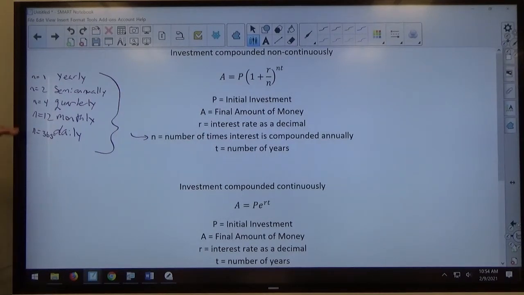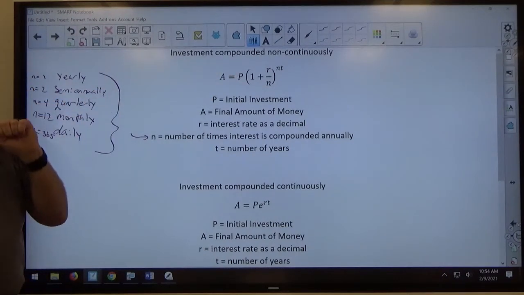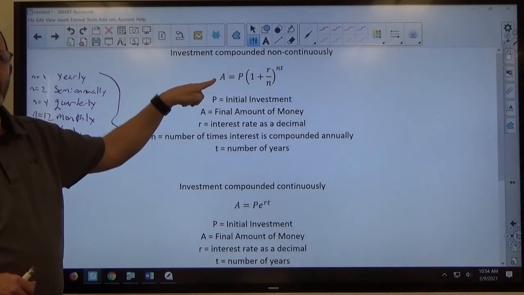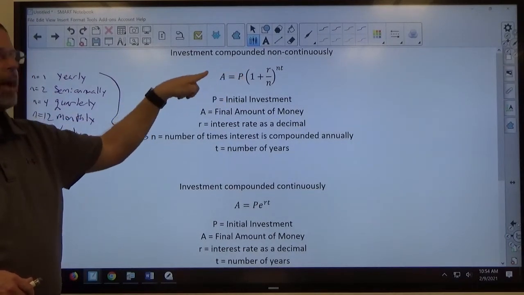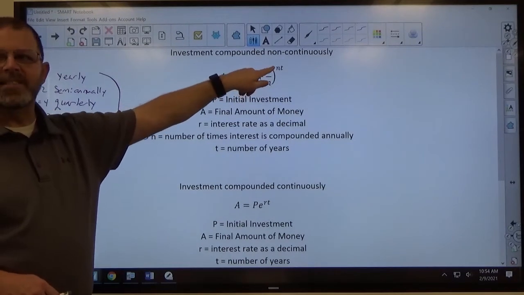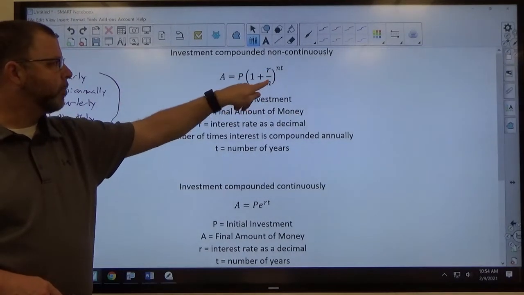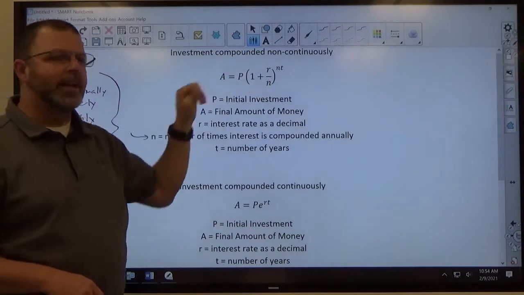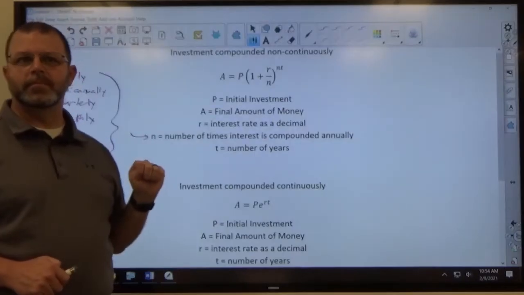Okay? If I'm not doing a continuous compounding interest, here's my formula. The amount of money I put into the account, the amount of money I end up with. P is what I put in, A is what I end up with. R is the interest rate as a decimal. N is whatever N is based on these descriptions here. And T is how many years it's in there.